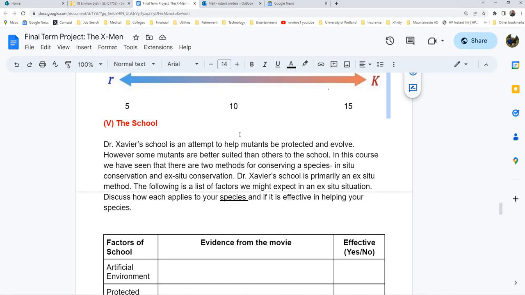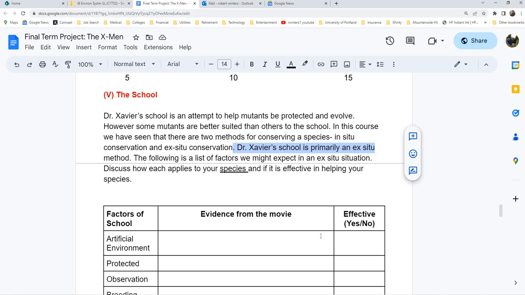Okay. Then I want you to go ahead and, after you've watched the movie, make comments about the school that Dr. Xavier is putting together. Now, we talked about in situ and ex situ conservation methods. We would consider the school to be primarily an ex situ, almost like a zoo. However, we found that ex situ methods don't work great for all species.